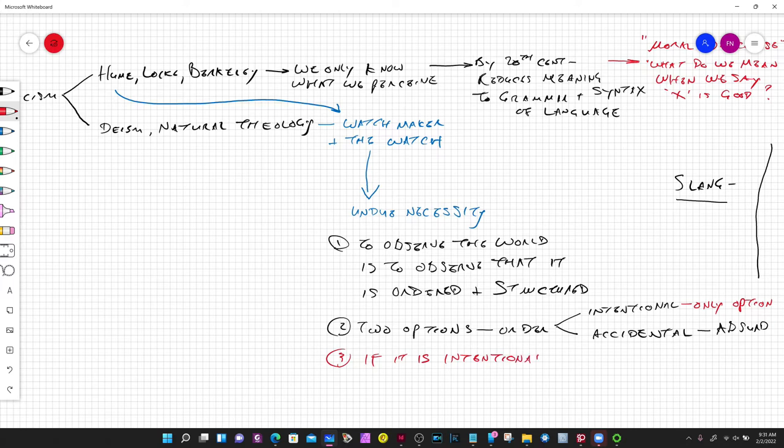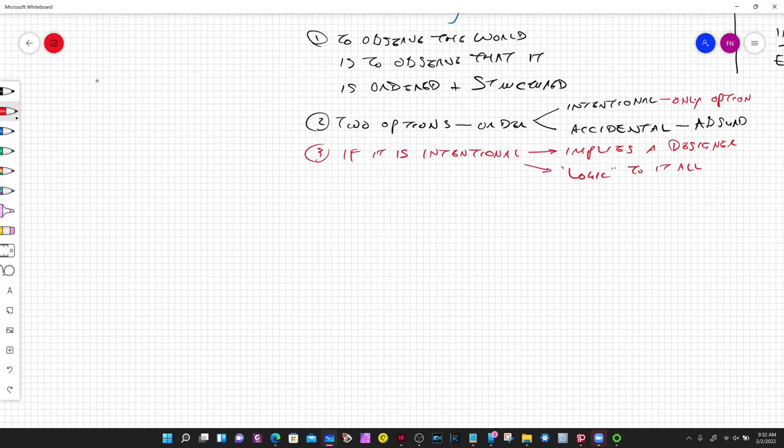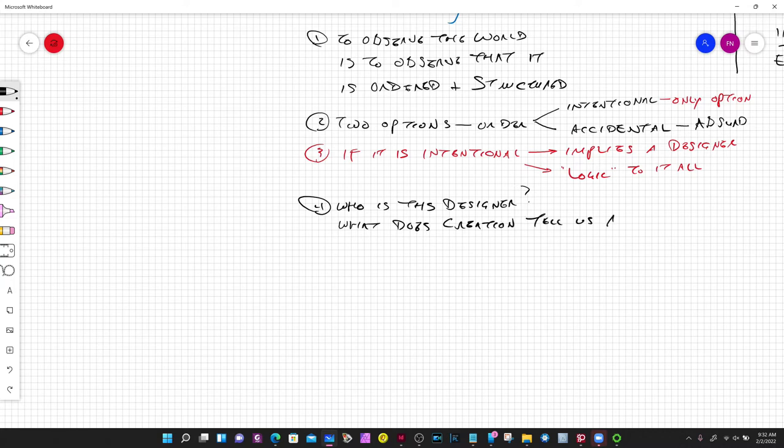If it's intentional, it implies a designer, and it also implies that there is some kind of logic to it all. So this typically transitions to the question, and what does creation tell us about the designer?